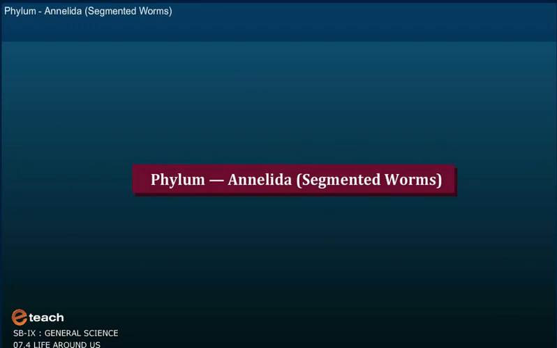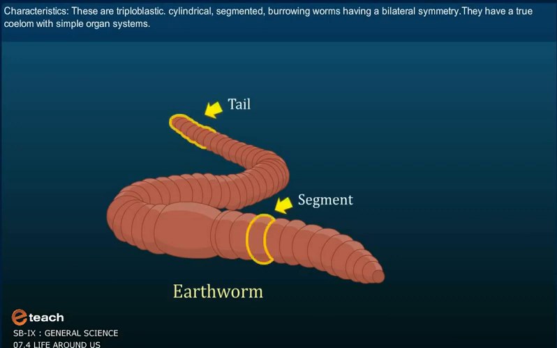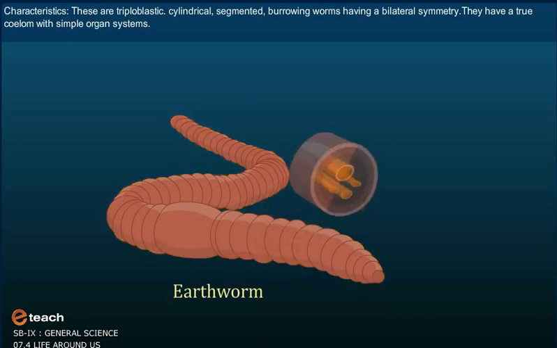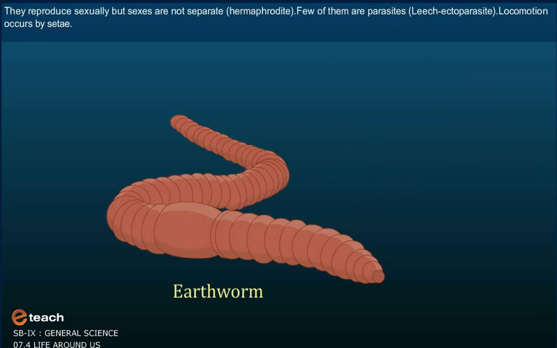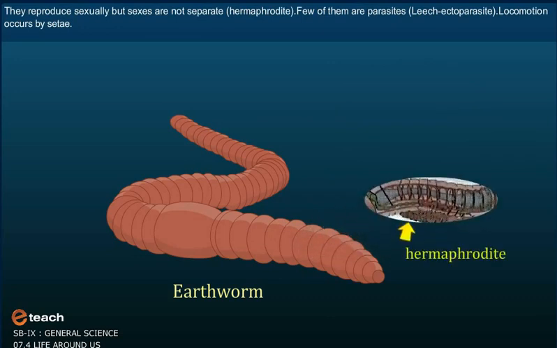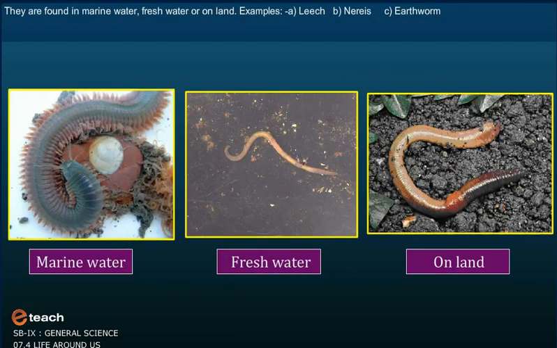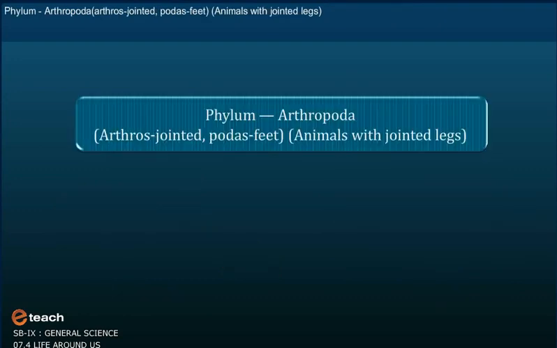Phylum Annelida, segmented worms. Characteristics. These are triploblastic, cylindrical, segmented, burrowing worms having a bilateral symmetry. They have a true coelom with simple organ systems. They reproduce sexually, but sexes are not separated. Few of them are parasites. Locomotion occurs by setae. They are found in marine water, fresh water, or on land. Examples: leech, nereis, earthworm.